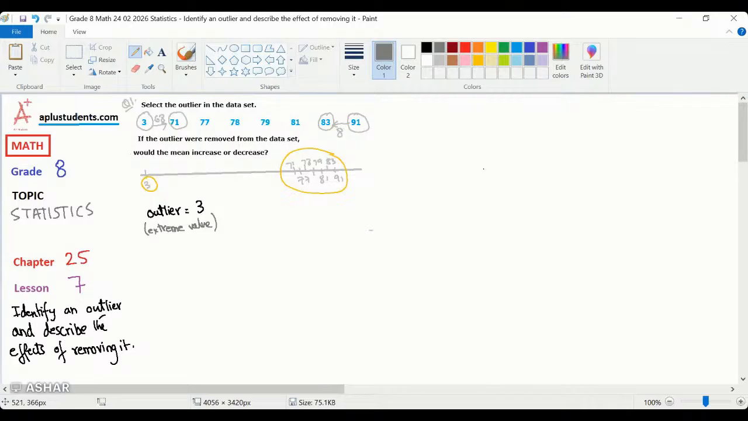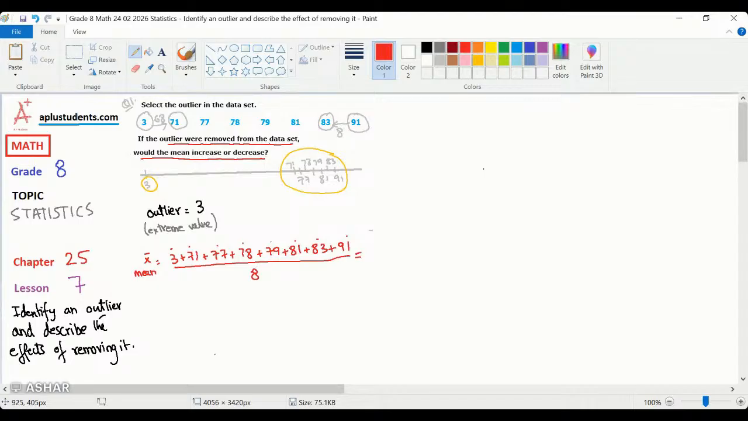What happens over here is, we need to see what effect it has if the outlier were removed from the data set. Would the mean increase or decrease? Let's compare. We know that x bar is the mean. To find the mean of the numbers 3 plus 71 plus 77 plus 78 plus 79 plus 81 plus 83 plus 91, how many numbers are there in total? 1, 2, 3, 4, 5, 6, 7, 8. So we divide by 8.